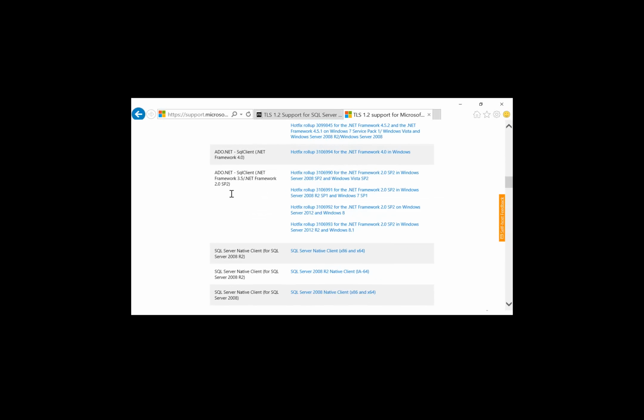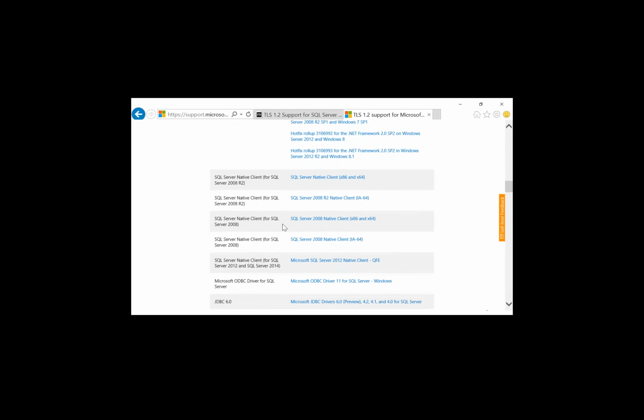A similar case, if I look at ADO.NET for .NET Framework 3.5, then if you're patching Server 2008 Service Pack 2 or above, or if you're patching Windows Vista Service Pack 2, then you require the first one. If you're running on Windows Server 2012 R2, then you require the last one.